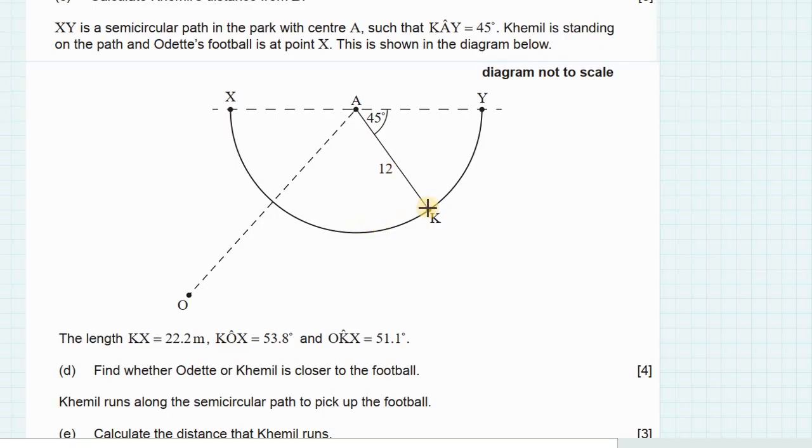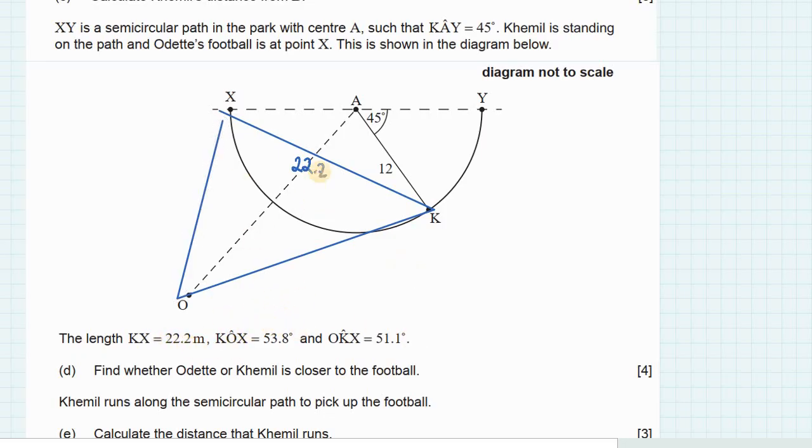Okay. KX is 22.2. And then KOX is 53.8. Okay, we have to make a new triangle, yeah. New triangle. KO. Then we have to make KX. Sorry, OX. Okay, not the best in the world, but that will do.